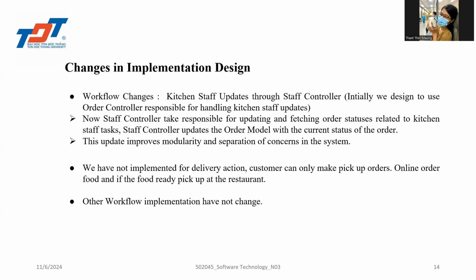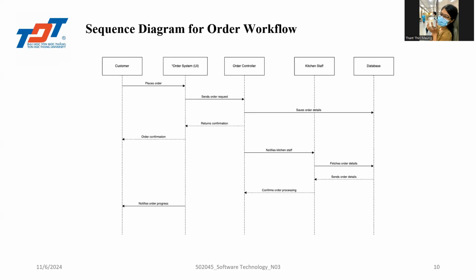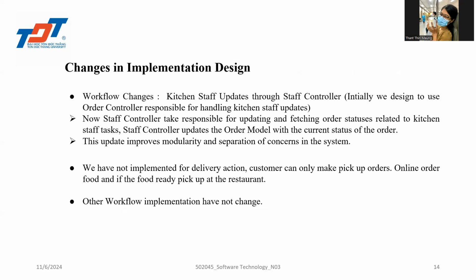So based on the previous architecture, that was just the workflow. We have some changes in the order controller. Me and Yamin initially thought that we would make it based only on the order controller, and that the kitchen staff updating the status would be based on this order controller and then retrieved from the database. But in the real implementation, we divided the controller. We made the staff controller independent from the order controller. By doing this, we can improve the modularity and separation of concerns in the system.